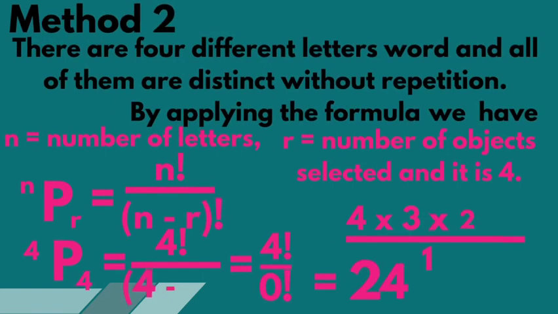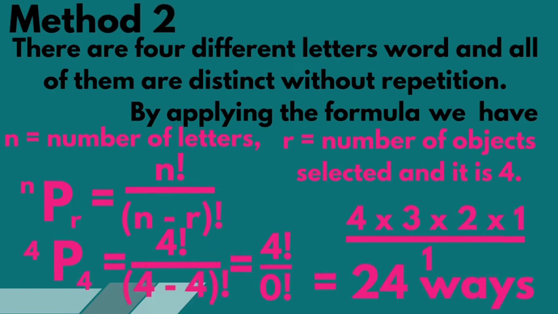Now, the second method is using the formula approach. There are 4 different letters, and these letters are all distinct without repetition. So by applying the formula nPr, which is n factorial all over n minus r factorial, n represents the number of letters and r represents the number of objects selected, and it is 4.